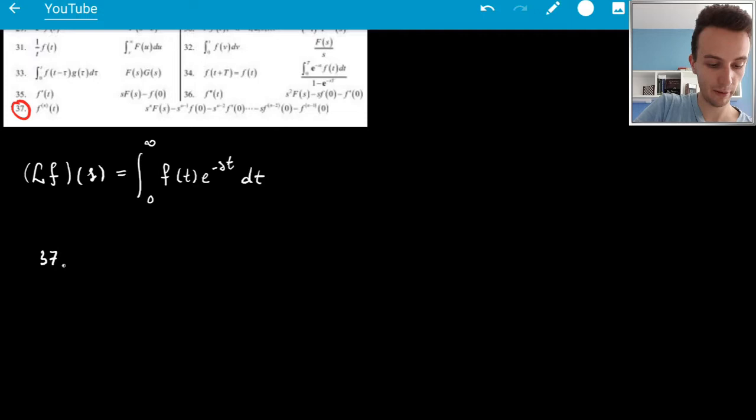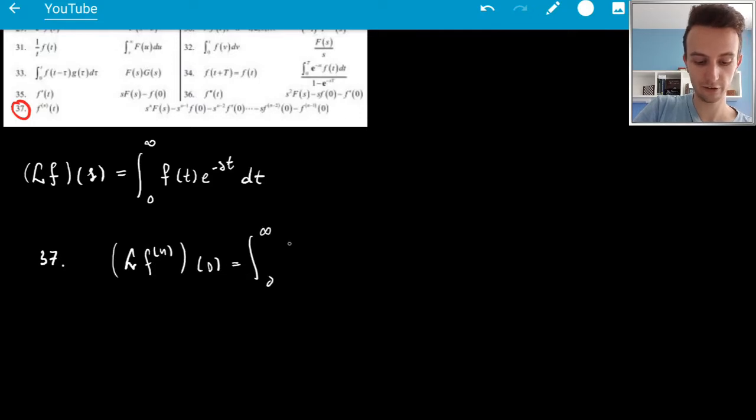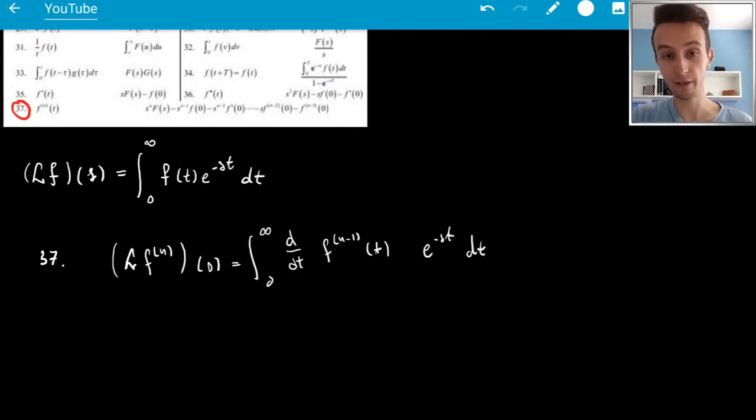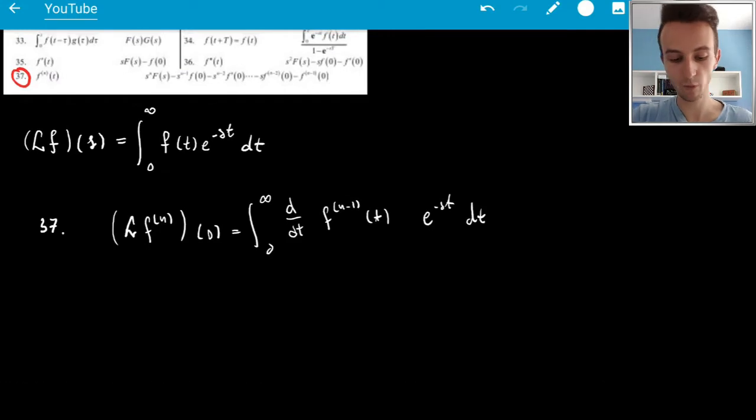So 37. Maybe I will forget to keep numbering them, but this one I'll number. So the Laplace transform of the nth derivative at s is the integral from 0 to infinity. Now here I will write d by dt, and then f^(n-1) of t, e to the minus st dt. You see how that works, right? The d by dt gives us another derivative, and that's how we get the nth derivative.